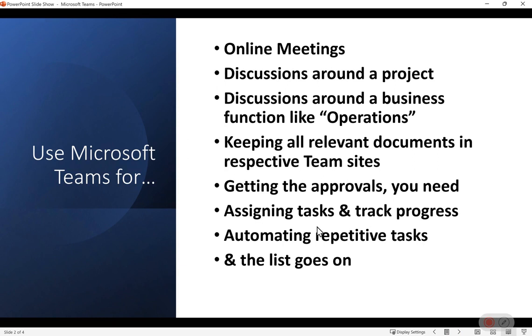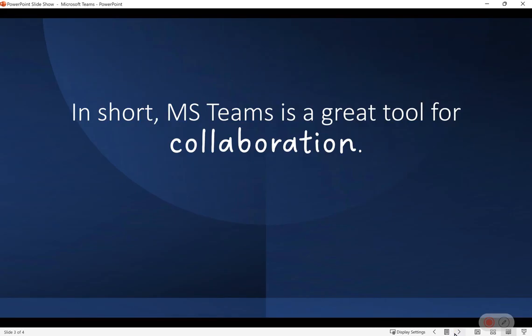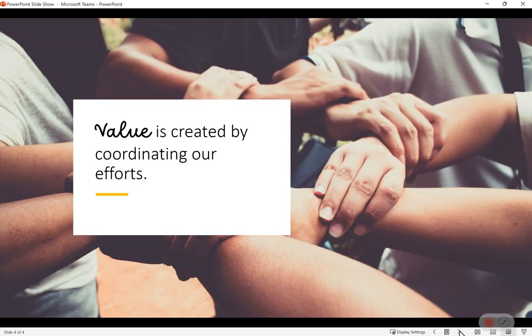We can use Teams and pair it up with Power Automate to automate repetitive tasks. And the list of functionalities of Teams goes on and on and on. It's a long list, right? We will explore the more advanced functions in future videos. In short, Microsoft Teams is a really great tool for collaboration. Right, we all know that value is created by coordinating our efforts, so this can be expensive to get wrong.